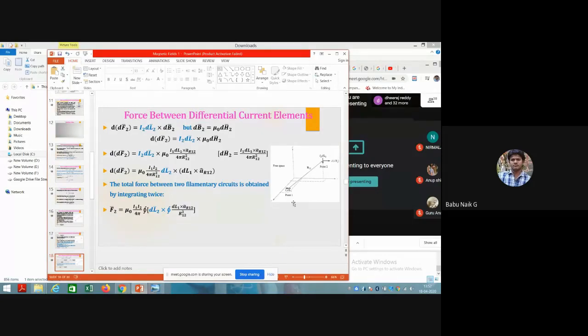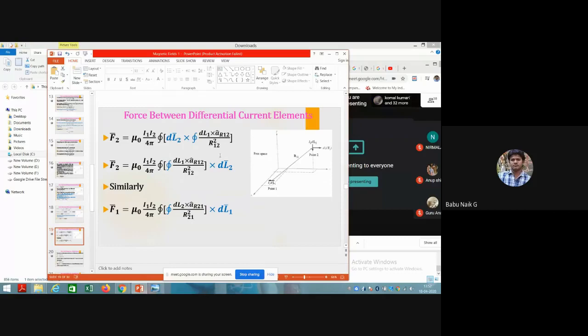Similar way, you can calculate the force at point 1. So here you can also interchange the integration part. Interchanging from this equation gives the closed line integral, the double closed line integral over dl1 and dl2.